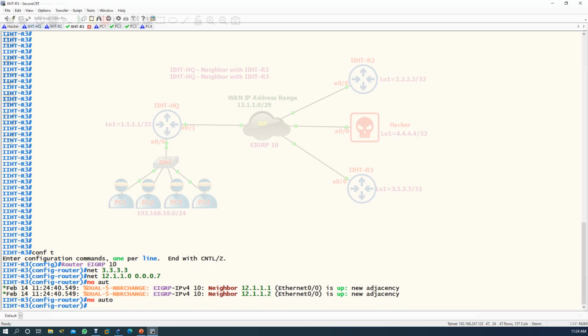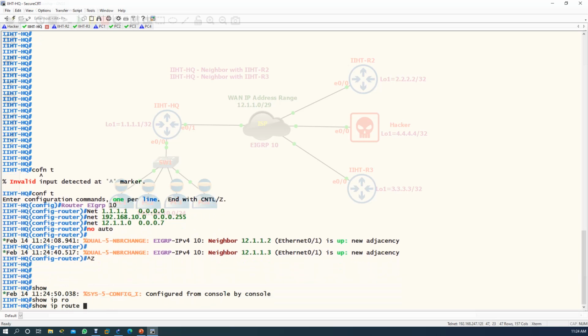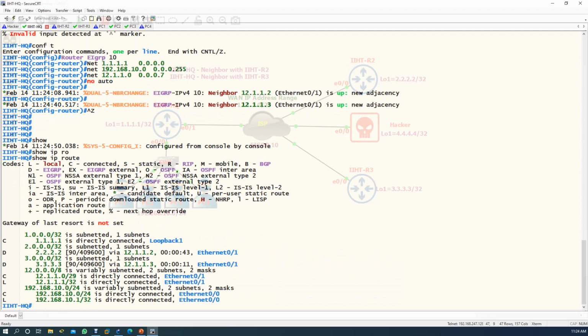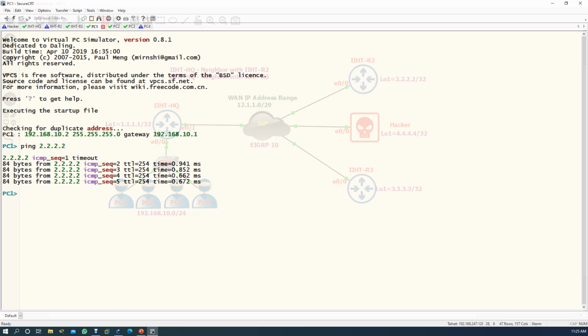If I come here on the headquarter router and check the IP route, all these networks are coming. See, 2 is my branch router network, 3 is also my branch router network, everything is okay. If my PCs want to ping branch 2 and 3, ping 2.2.2.2, they are communicating, no problem. Now ping 3.3.3.3, they are pinging, no problem.